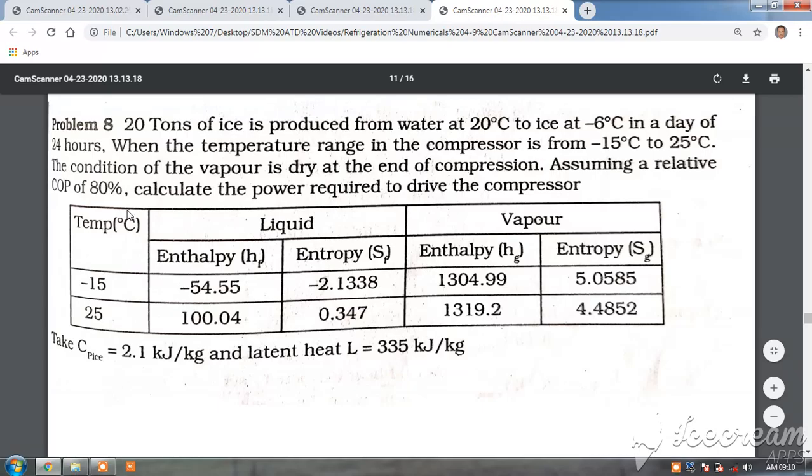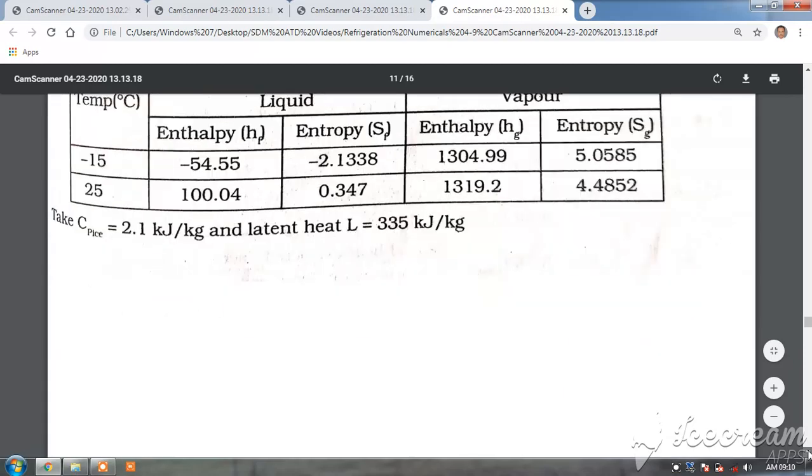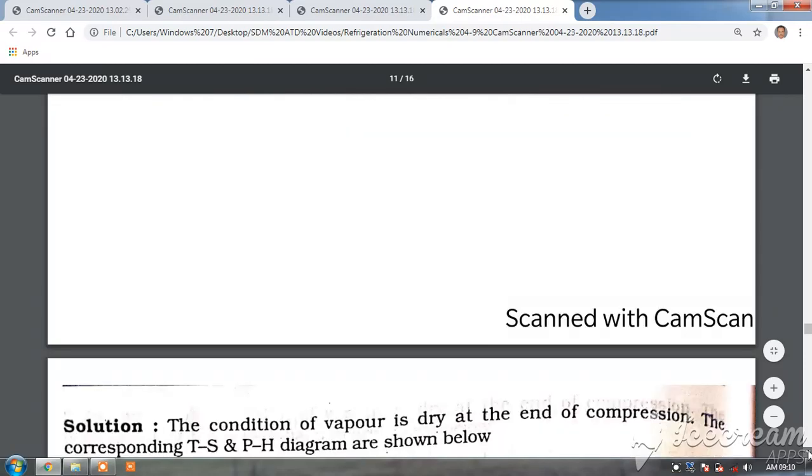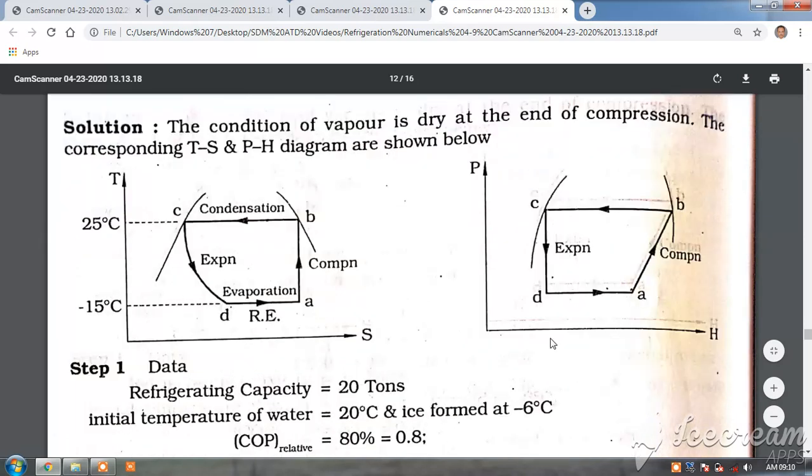And he says that the vapor is dry at the end of compression. Now when it is dry at the end of the compression, then this pH and Ts diagram you have to plot like this. This is A, B, C, D. B is coming on the saturation line. Earlier in all these problems A was coming on the saturated vapor line, but here B is coming on it because it is saturated at the end of compression. So A is in the wet region, B is on the saturated vapor line, C is on the saturated liquid line. And C and D have the same enthalpies, HC is equal to HD. That should be known. Now we will start solving the problem.